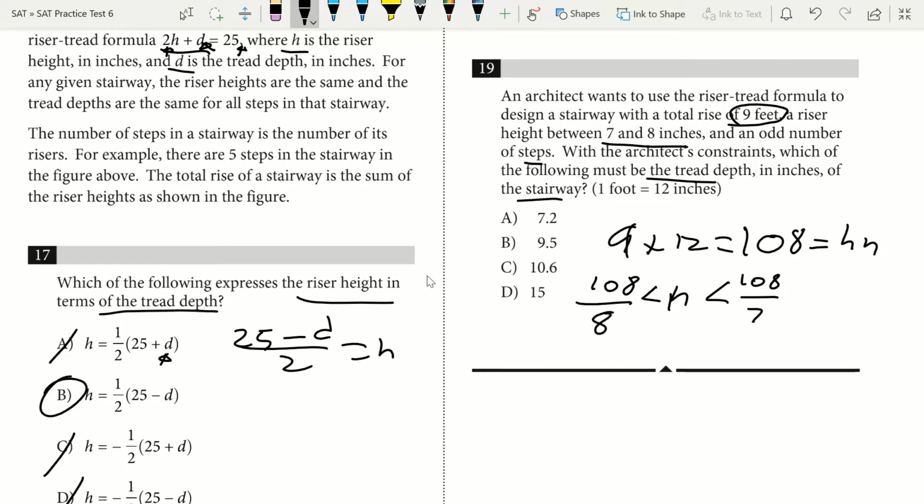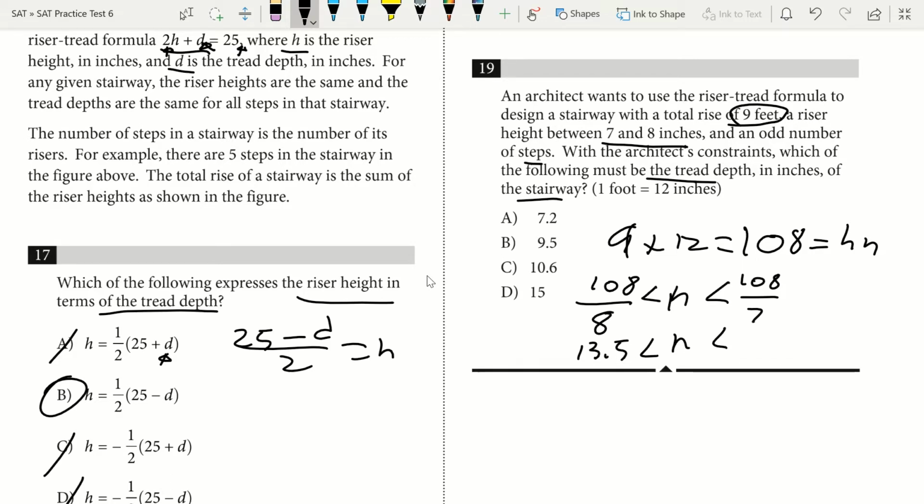So have that. So now what we can do is we can plug those into our calculator to see where n has to fall, and we know it has to be an odd integer. So we'll see if there's only one odd integer in that. So we do 108 over 8 and we get 13.5. Remember, it can't be a half or a decimal. It has to be an integer, right? And then we have 108 over 7.